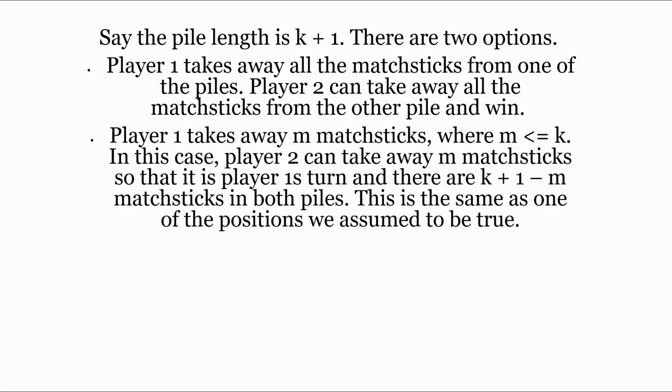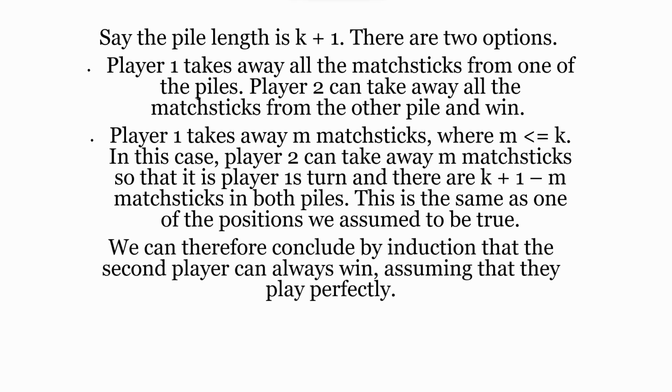Another option for player 1 is taking away anywhere between 1 and k matchsticks from one of the piles. We are now in a position where the pile size for both piles is some number between 1 and k, and it is player 1's turn. In our proof, we denote the pile size as k plus 1 minus m, where m is some number between 1 and k. In our assumption step, we assume that for all pile sizes which are less than or equal to k, player 2 always has a guaranteed winning strategy.